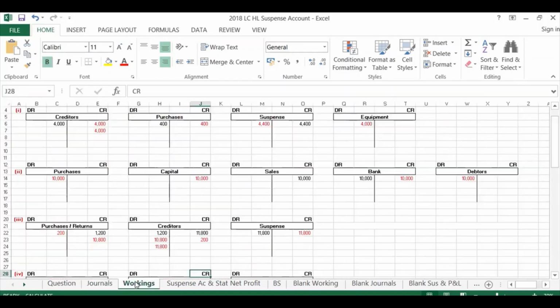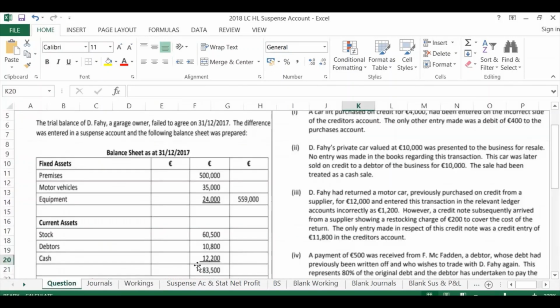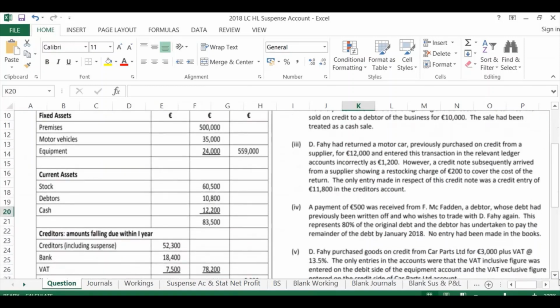Entry number 4 now. If I go back to the question, I can see that a payment of 500 was received from F. McFadden, a debtor whose debt had been previously written off and who wishes to trade with Fahy again. This represents 80% of the original debt, and the debtor has undertaken to pay the remainder of the debt by January next year. No entry was made in the books. So basically, he was previously written off as a bad debt, now he's giving us the money back. He gave us 500, which is 80%, so he still owes us the other 20%, and we're going to get it all back, the full 100% in total.